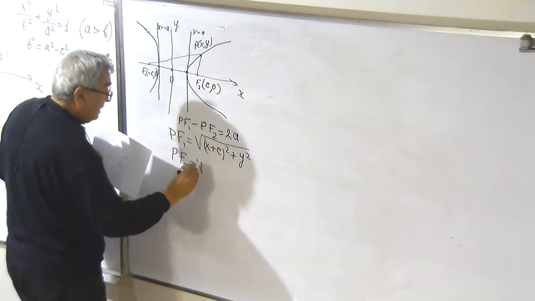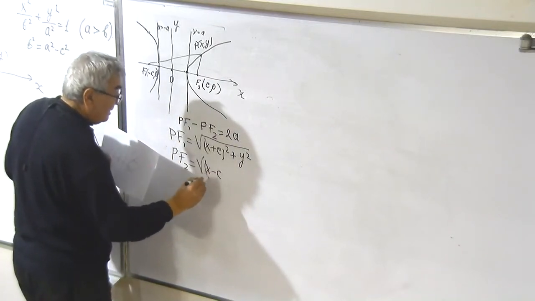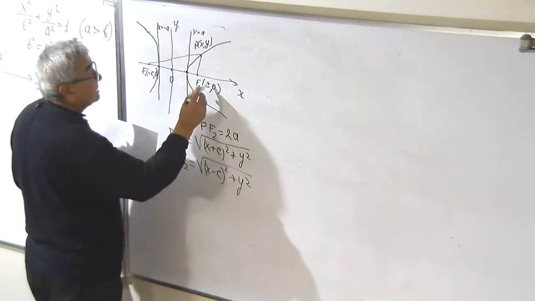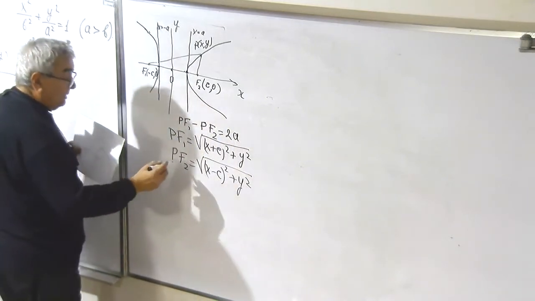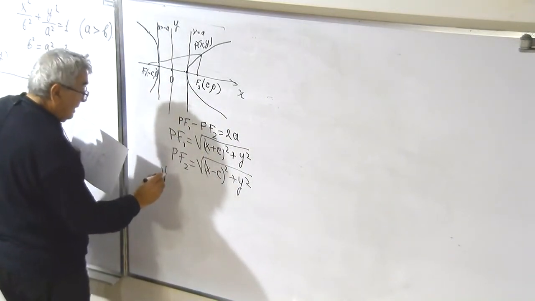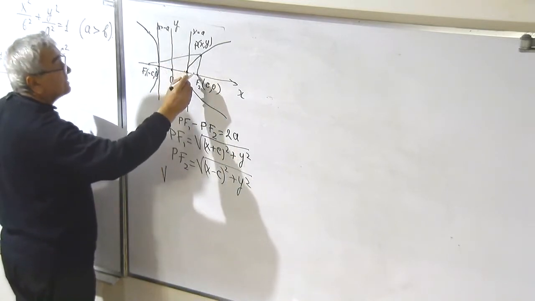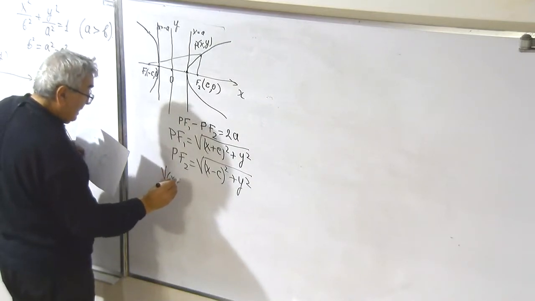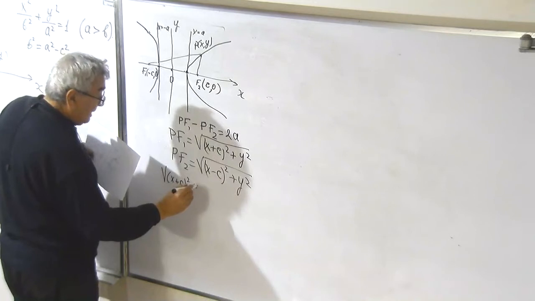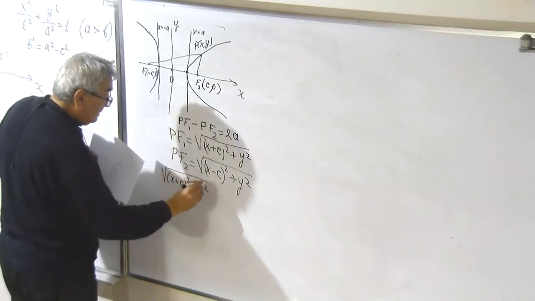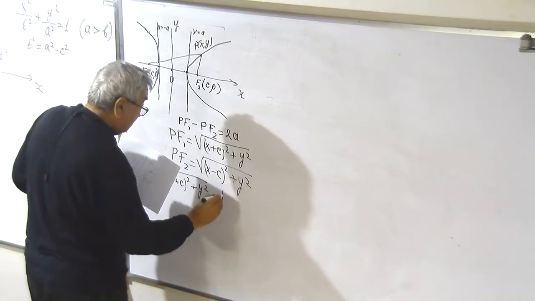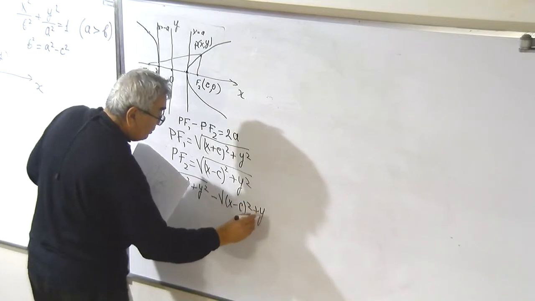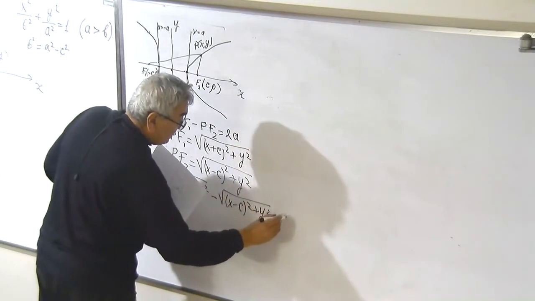PF2 should be under root x minus c square plus y square also, because this has 0. Now, that means that we receive from this distance, I must subtract this distance. That means that under root x plus c square plus y square minus under root x minus c square plus y square equal to a.